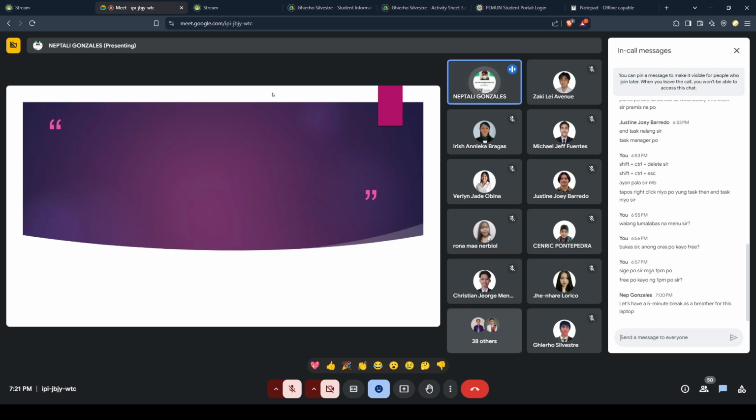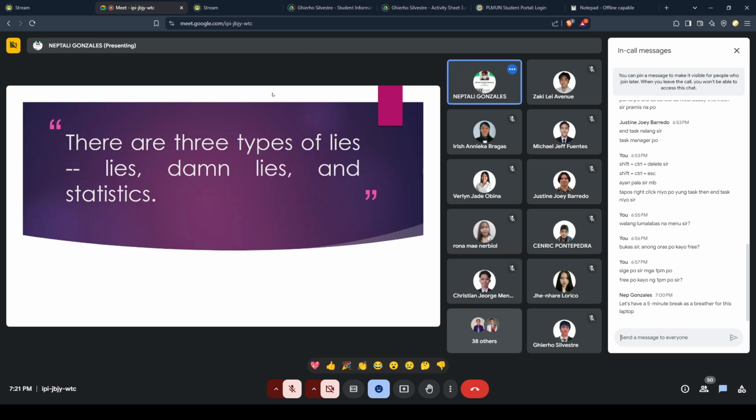So if none, I will leave you with this quote. There are 3 types of lies. Lies, damn lies, and statistics. Yes, Henry, you raise your hand. Napindot lang po, sir. By Benjamin Disraeli. Thank you and God bless us. Diba? Sinungaling din minsan ng statistics. Yes, sa naman sa kanya, mas sinungaling siya.